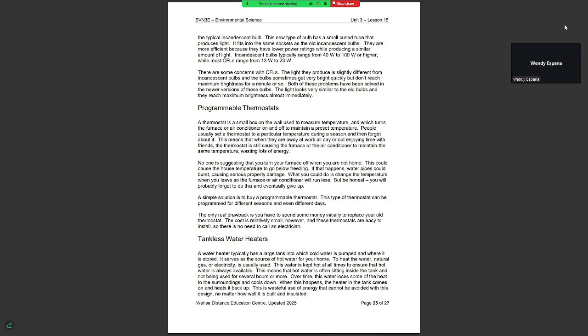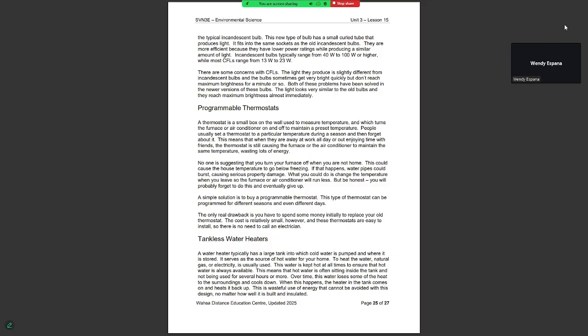The bottom of page 25 is tankless water heaters. So I haven't switched to a tankless water heater in my home, but I do have one in my trailer. And at first I was a little bit nervous. They call it hot water on demand, and it does have its pros and its cons.